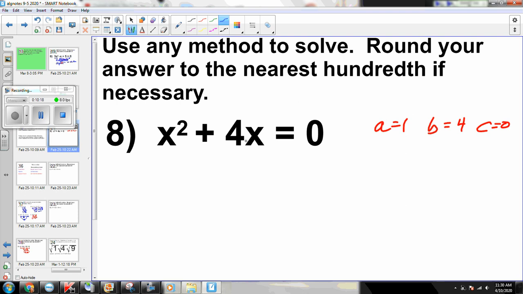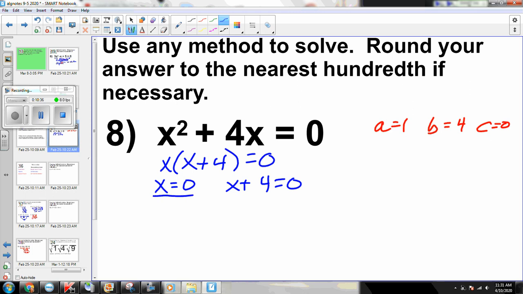X goes into x to the second, and x goes into 4x. So I could factor out an x, and I would have an x times x plus 4 equals 0. Then I could set each of these equal to 0. So I'd have an x equals 0, and x plus 4 equals 0. Here's one solution. The second equation, I would have to take away 4 to get x equals negative 4. So x equals 0, or x equals negative 4. If I use the quadratic formula, I would get the same two answers.